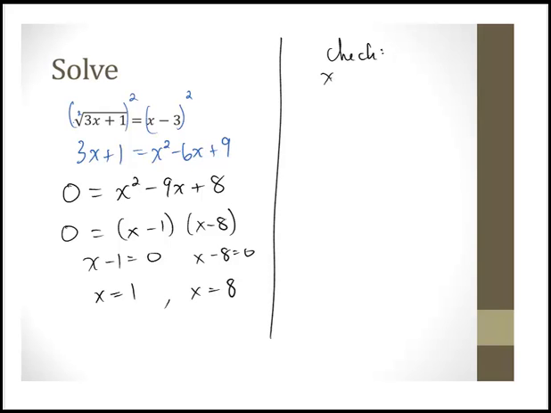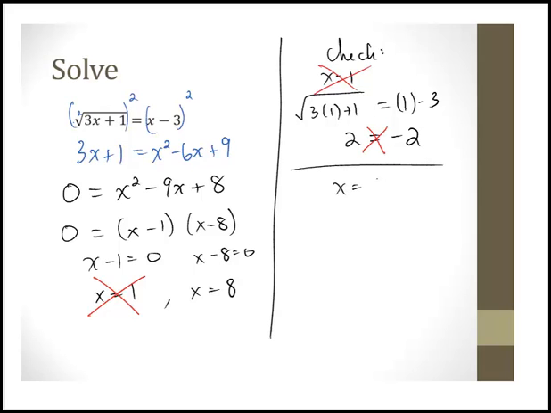Let's check x equals 1. The square root of 3 times 1 plus 1, is that equal to 1 minus 3? Now 3 times 1 is 3, plus 1 is 4. The square root of 4 is 2. 1 minus 3 is negative 2. That doesn't work. 2 is not equal to negative 2, so x equals 1 is not a solution.